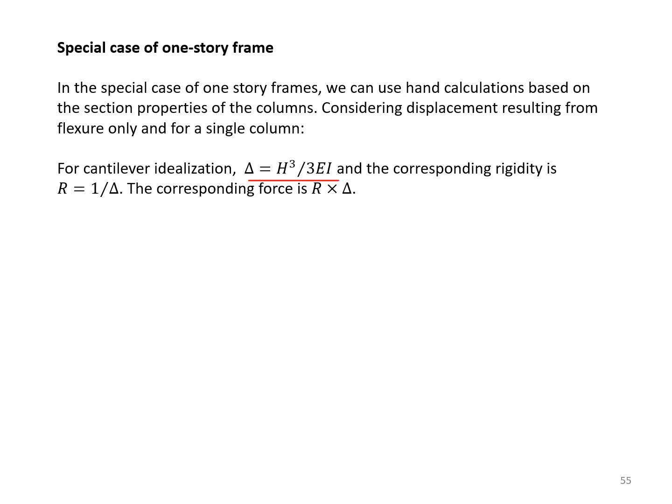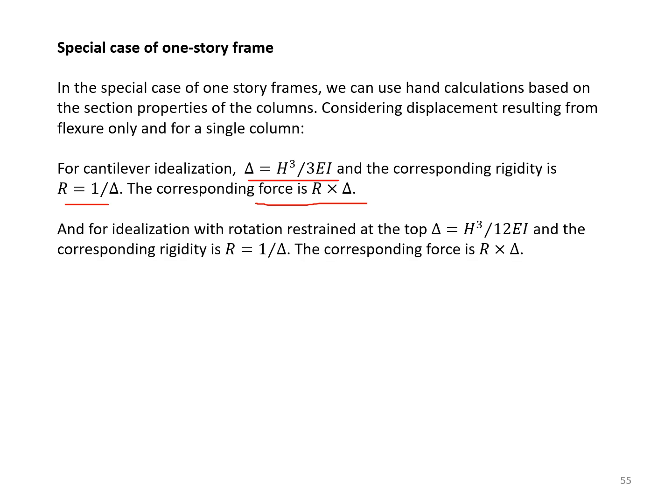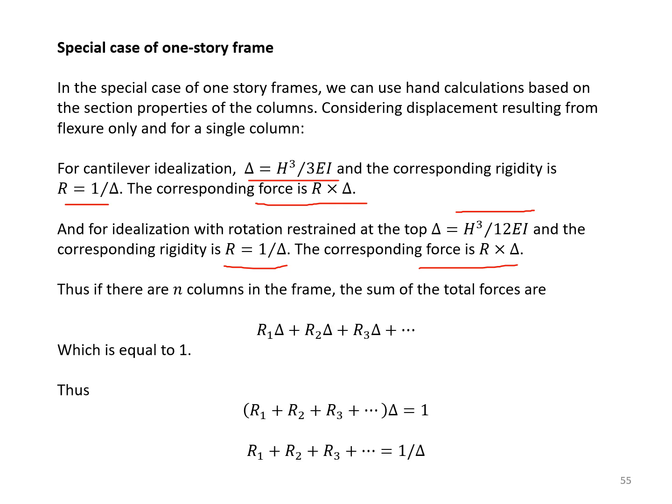I is the moment of inertia of the cross section. And once we have delta, R is 1 over delta, and you know that the corresponding force is R multiplied by delta, right? Rigidity multiplied by displacement. If the top is restrained from rotation, then delta is h cubed divided by 12 EI. And again, R is 1 over delta, and the corresponding force is R multiplied by delta. So why do I care about the corresponding force? You will see it later.